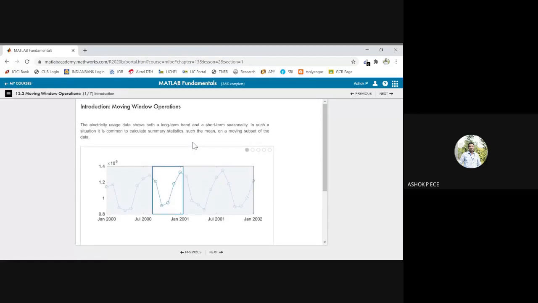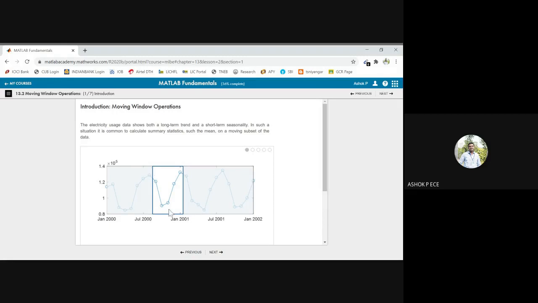And see here, what is a moving window operation? The electricity usage shows both the long-term and short-term trend. If you look across the years, it is the long-term trend. If you zoom into a particular year, it's a short-term variation. So in such a case, whenever you do mathematical processing on any function, you need to calculate its statistics such as mean and variance on a moving window.